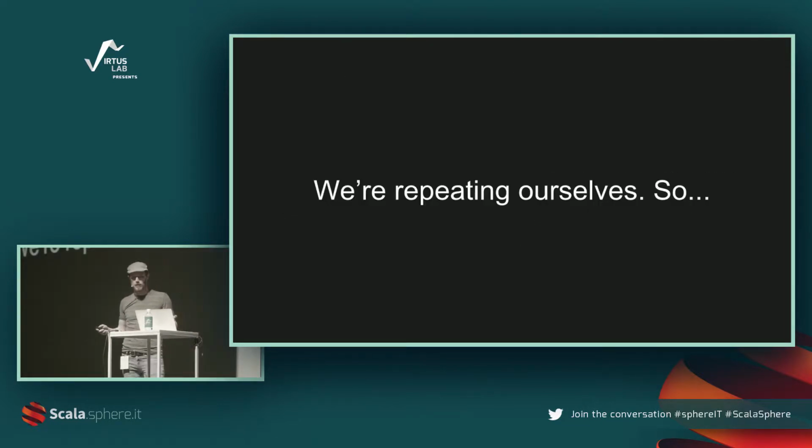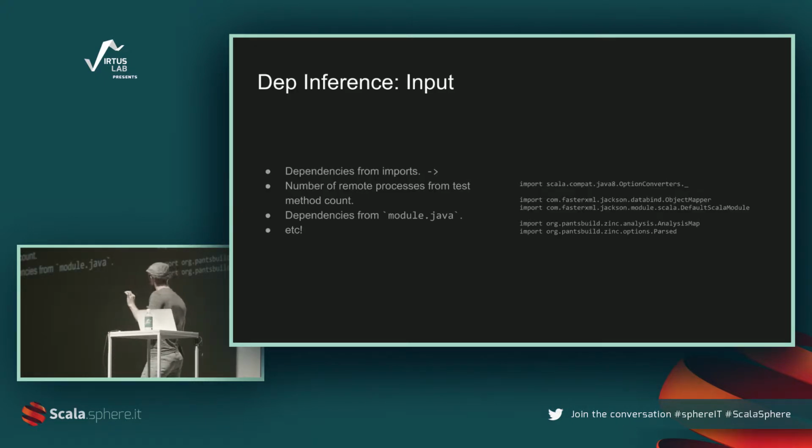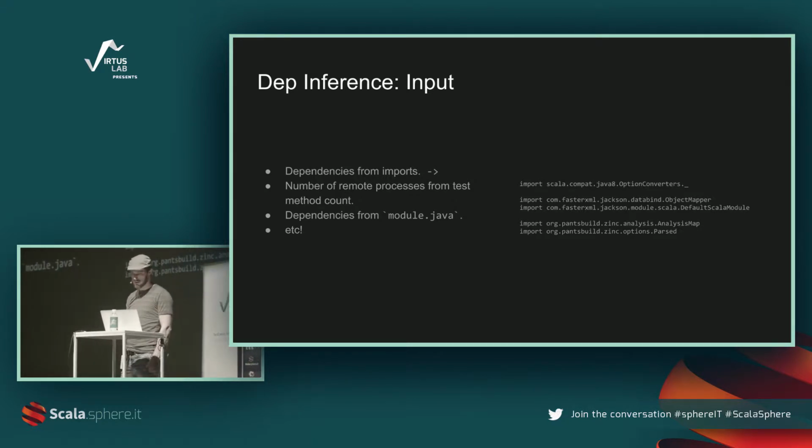But we're repeating ourselves, right? Because this information that we've put in the build file is stuff that's already in the code. So the idea is that maybe we could do Dep Inference. Maybe we could infer from the sources what the dependencies were supposed to be and put them in the build file. So the imports for a similar target might look like Scala compat Java 8, com, faster, et cetera. We're using Jackson. And then we have some internal quote-unquote targets that were just neighbors of the code I was editing, right?